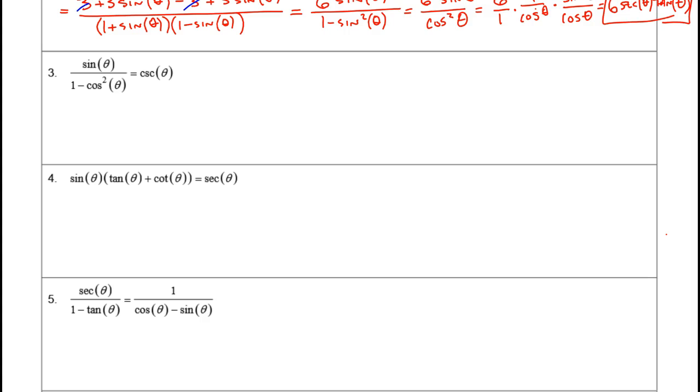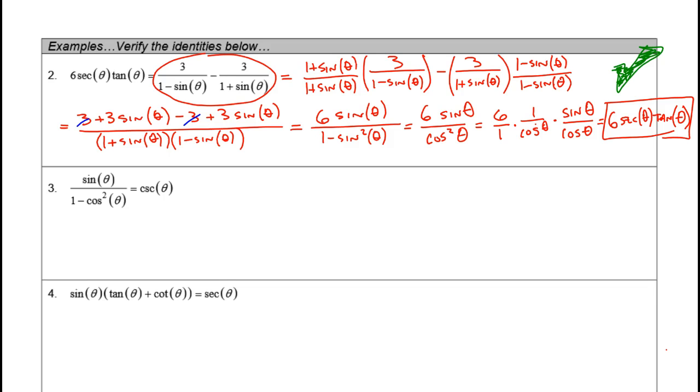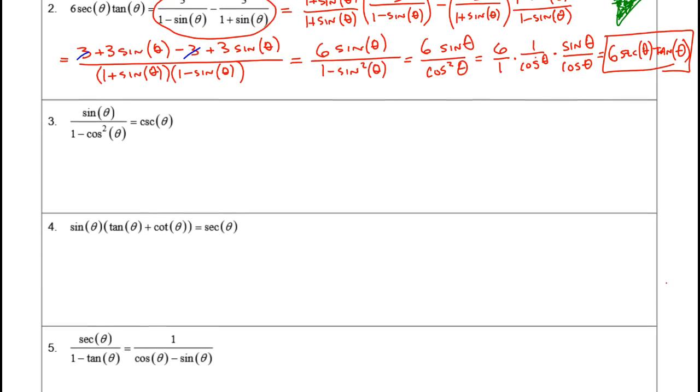Sine theta divided by 1 minus cosine squared theta equals cosecant theta. I have to choose a side, folks. I have to pick a side that looks more complicated. To me, the left-hand side looks more complicated than the right, so that's the one I'm going to work on.